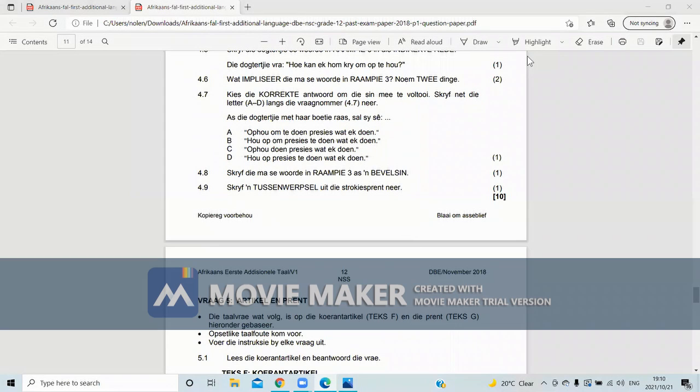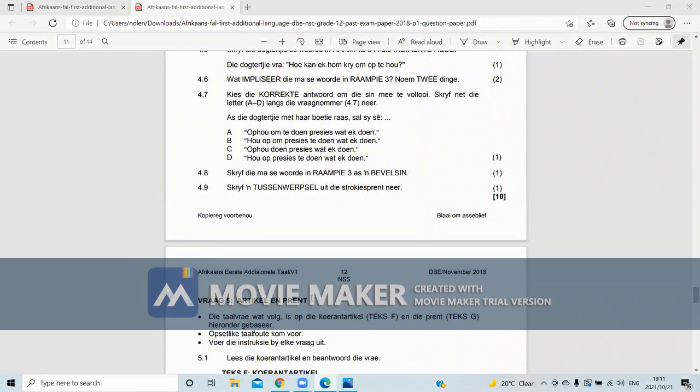So I'm going to read the question. How can we get into the Telegram group? You can send a WhatsApp to my number, and you can say grade 12 caps, and then I will send you the Telegram group, but tomorrow, because I'll be fast asleep after this.